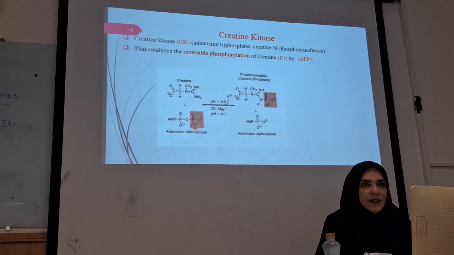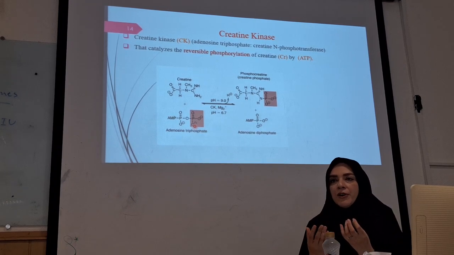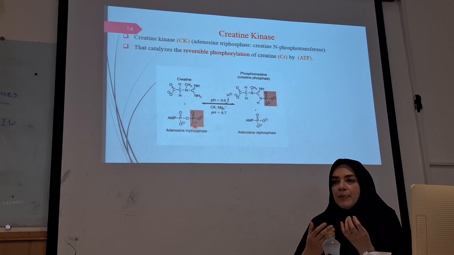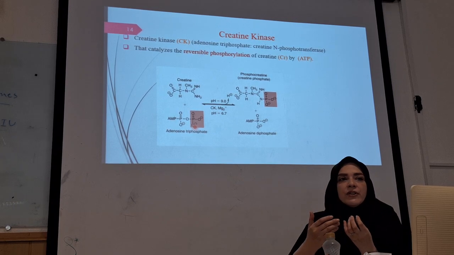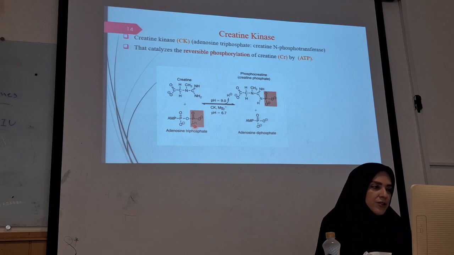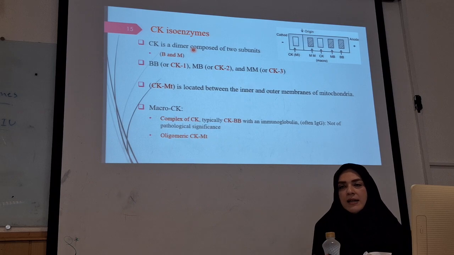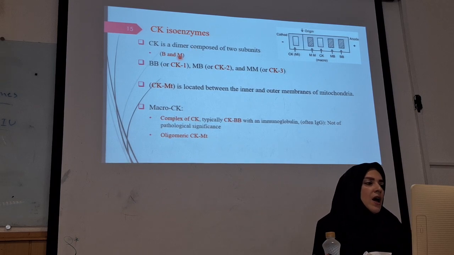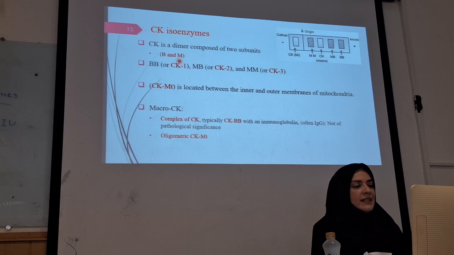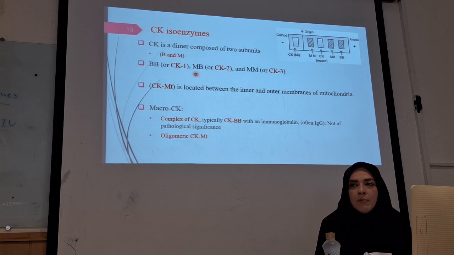Is it clear? So, we have creatine phosphate. What is the role of creatine phosphate? It helps donate phosphorus to the ADP to produce ATP as a source of energy, so it's considered a high energy compound. What is the structure? Creatine kinase is a dimer. It means that we have two subunits. One of them is B, another one is M. B resembles brain, M is muscle.